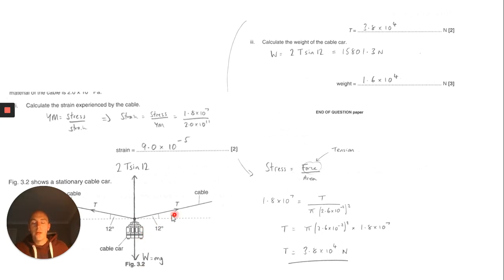The weight downwards is going to be equal to 2 of the vertical components, this right hand side plus the vertical component of the left side. The weight of the cable car is going to be equal to 2 times T sine 12. We've worked out what the force of tension in the cable is up here. So 2 times 3.8 times 10 to the 4 times sine 12 is 15,801.3 newtons. Writing that to two significant figures gives us 1.6 times 10 to the 4 newtons.